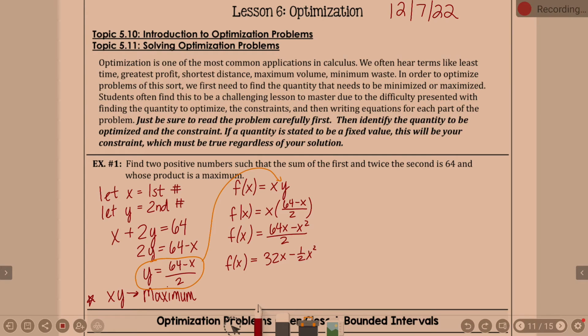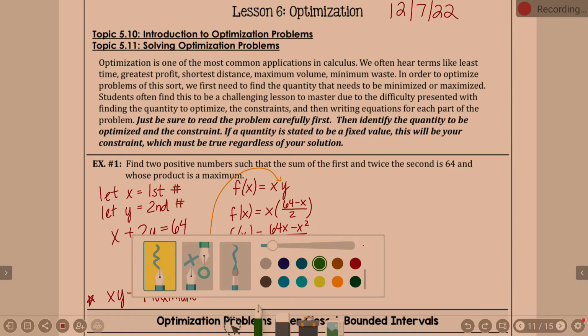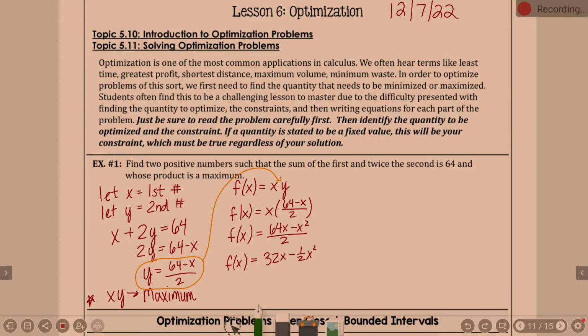So, let's do it. We find the derivative. What is the derivative of f of x? Derivative of 32x is 32 minus the derivative of 1/2 x squared is x.